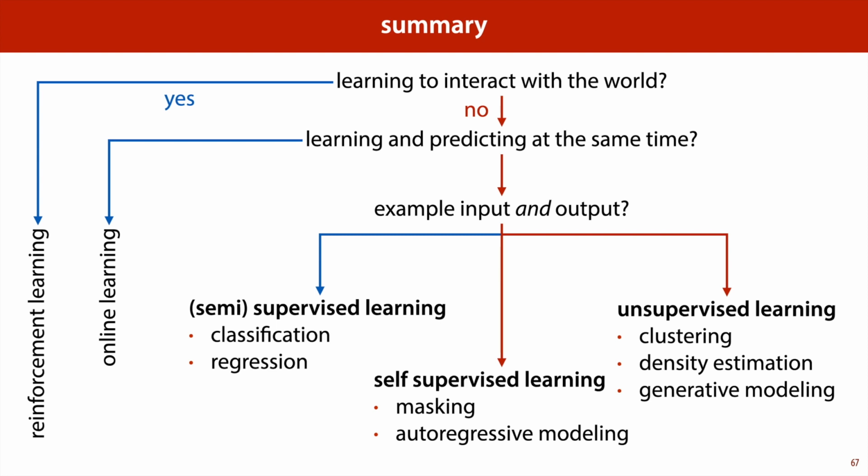If we don't need online learning, then it's best to look at offline learning, where we separate the learning and the predicting. If we have example input and output, then we can apply supervised learning, or semi-supervised learning if we have some extra unlabeled data. And the prime examples of that are classification and regression. If we don't have example inputs and outputs, we can look at self-supervised learning, or we can look at unsupervised learning such as clustering, density estimation, or generative modeling. In this lecture series, as I noted before, we will spend most of our time looking at supervised learning of the types of classification and regression, but towards the end of the lecture series we'll also look a little bit at reinforcement learning and some of these more deep learning type tasks like self-supervised learning.